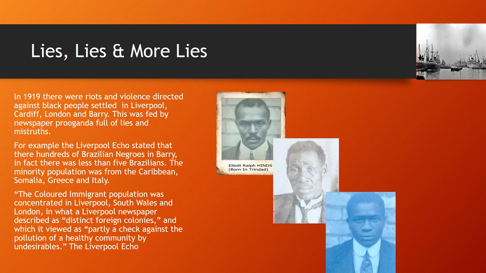The Liverpool Echo, for example, stated there were hundreds of Brazilian Negroes in Barry. In actual fact, the census shows that in 1911 there were 5 Brazilians who were all seamen. None of them were married, none of them had families. Most of the minority population of Barry were Caribbean, Somalis, Greeks and Italians.